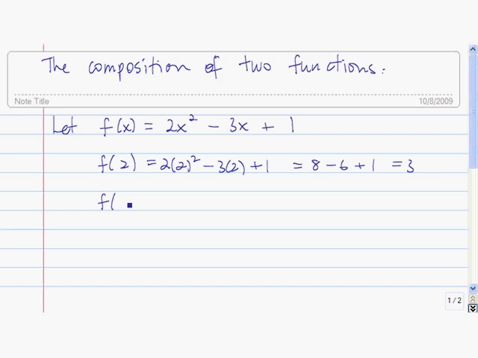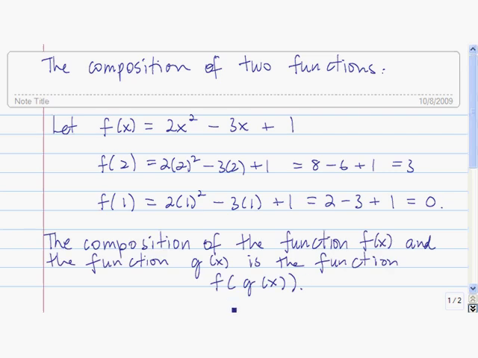Similarly, f of 1 is found by taking the number 1 and plugging it in for each x. So I get 2 times 1 squared minus 3 times 1 plus 1. 2 times 1 squared is 2, minus 3 times 1 plus 1, and that's 2 minus 3, which is negative 1, plus 1, which is 0.